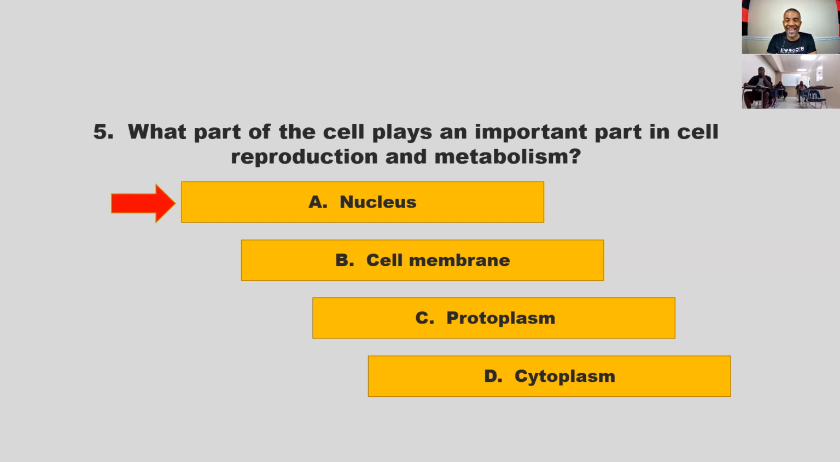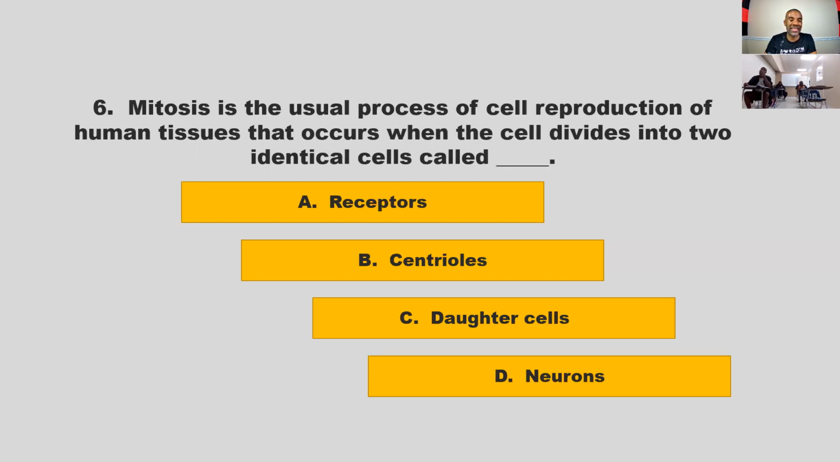Mitosis is the usual process of cell reproduction of human tissues that occurs when the cell divides into two identical cells called, is it receptors, centrioles? C. That is correct.